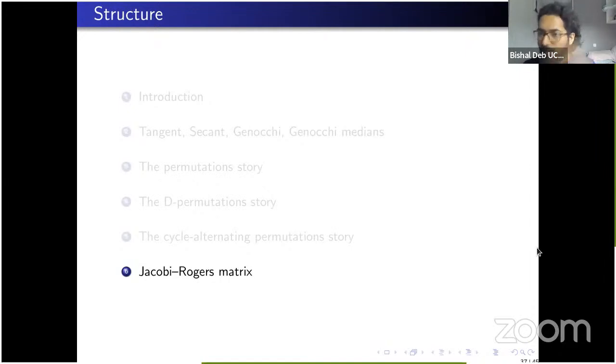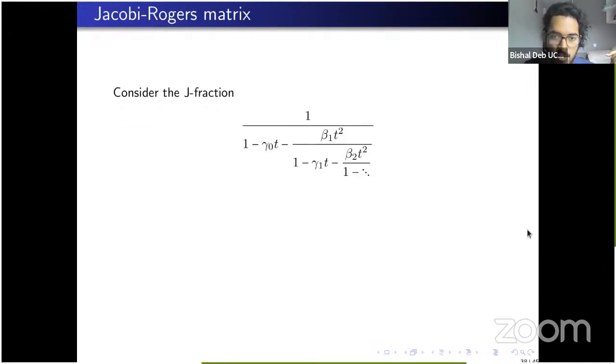So finally, I will give you a glimpse of something called the Jacobi-Rogers matrix. Consider the Jacobi type continued fraction. This is the most general form of the Jacobi type continued fraction. You have betas, which are coefficients of t squared, and gammas, which are coefficients of t. Again, some of you might be calling them associated C fractions outside of the combinatorial literature.